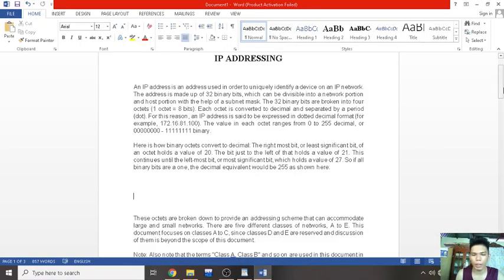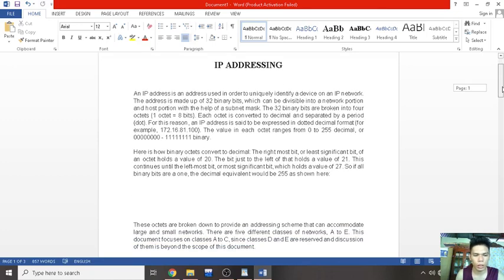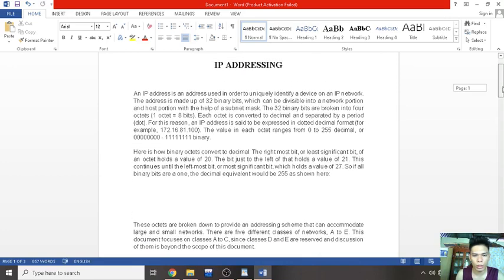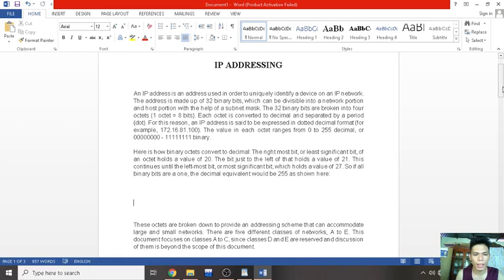So in this video, I'm going to discuss IP addressing. First, we will identify what IP addressing is. An IP address is an address used to uniquely identify a device on an IP network. The address is made up of 32 binary bits, which can be divisible into a network portion and a host portion with the help of subnet masks.